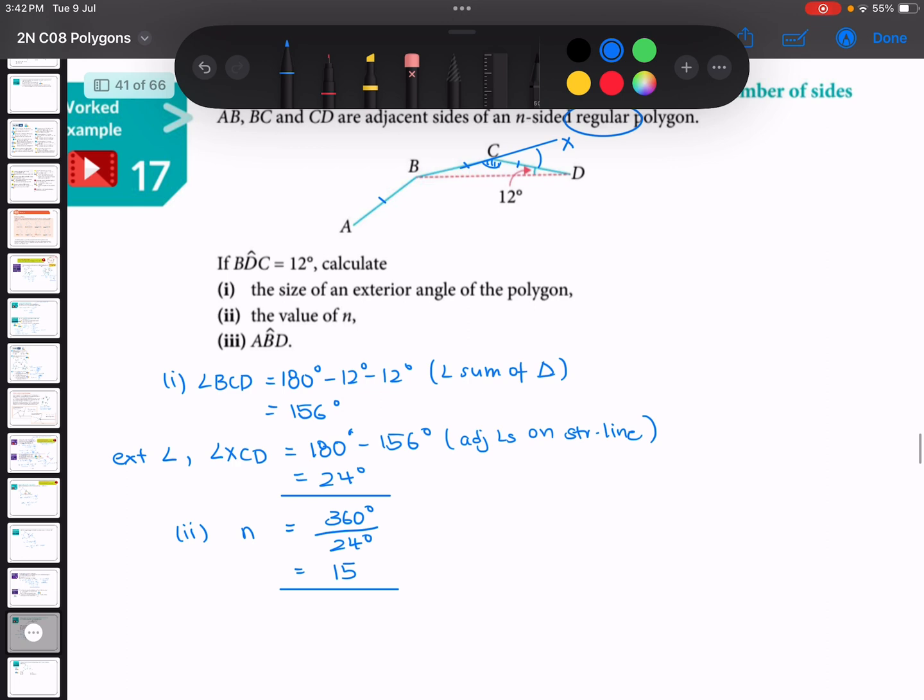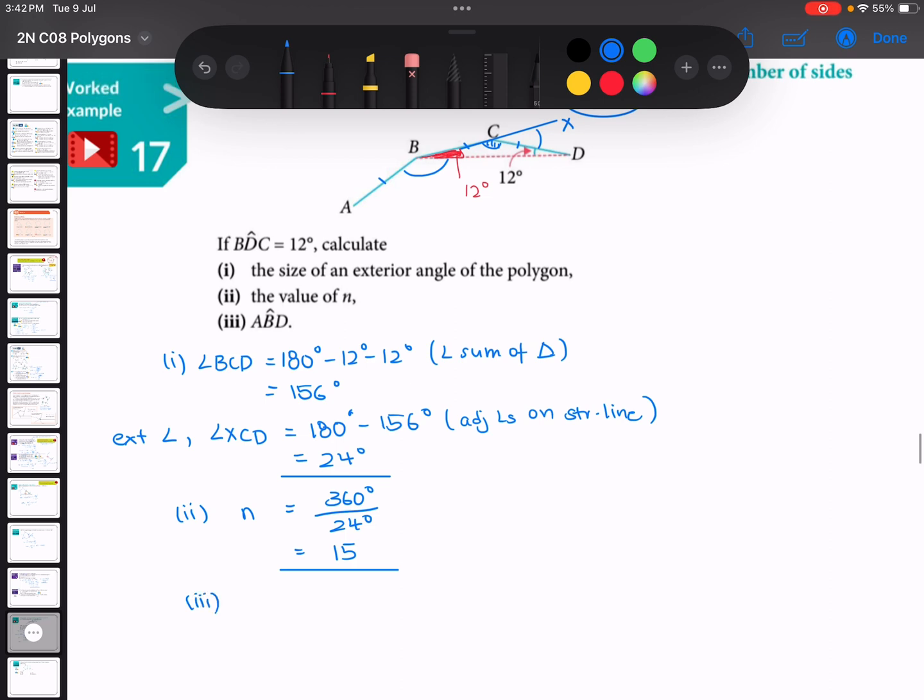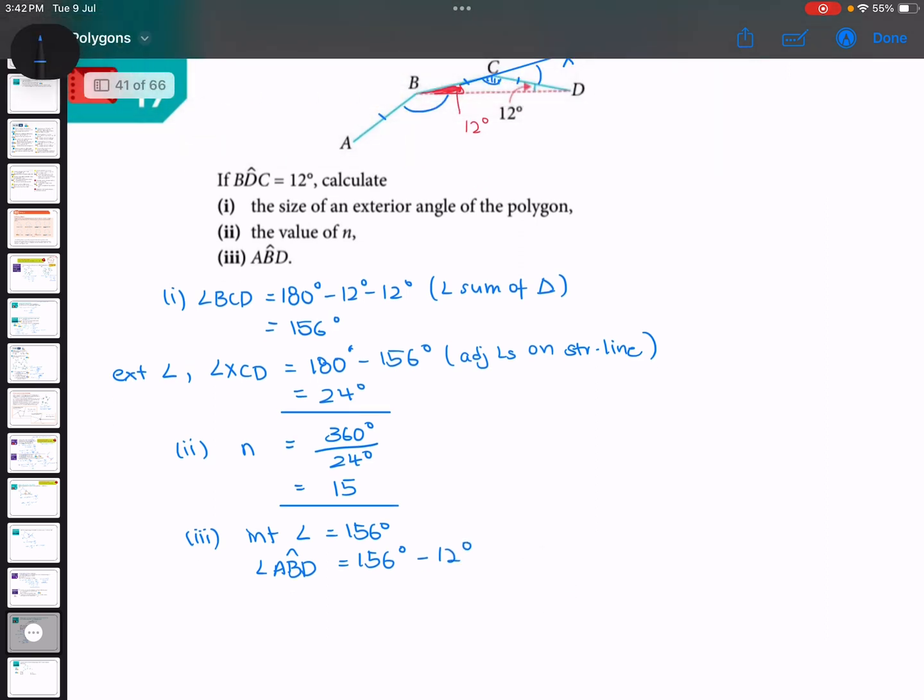Next, I want to find angle ABD. We can see this is actually an interior angle. Then after that, I minus away this 12. Okay, so I'm going to find my interior angle first. Interior angle is 156. We found it in part 1. So now I take away 12. Angle ABD: 156, I take away 12 degrees because that one is an isosceles triangle. So I take away 12. 144.